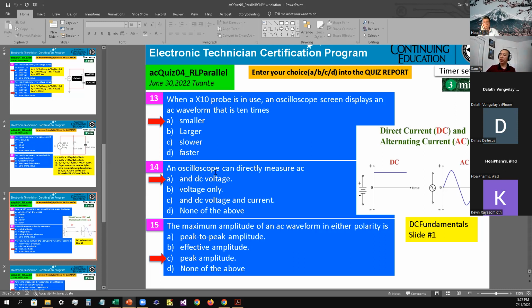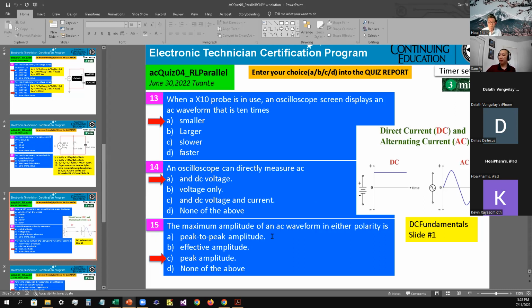Number 14, an oscilloscope can directly measure AC and DC voltage, as you can see right here, like back in your first handout that was displayed to you. So this is what they're showing you on the oscilloscope. They can measure DC as well as AC, okay? So the answer is A as in apple for number 14.